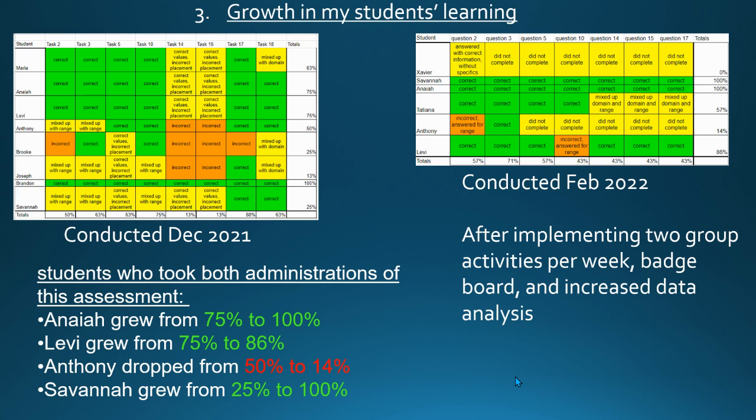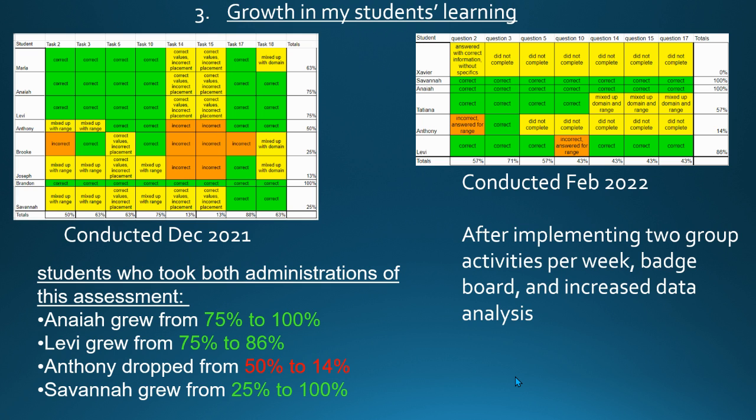So when we focus on Anaya and Levi and Savannah, I do have growth to show: 75 to 100% for Anaya, 75 to 86% the second administration for Levi, and then Savannah grew from 25% the first time to 100%. And also, it's worth pointing out here that there's some decline also.